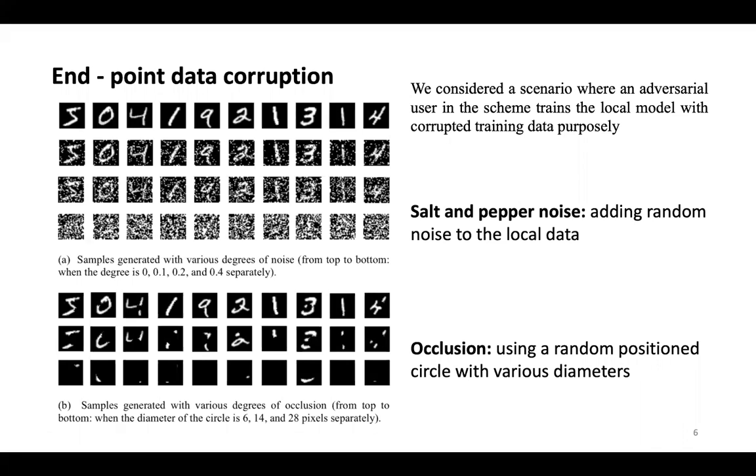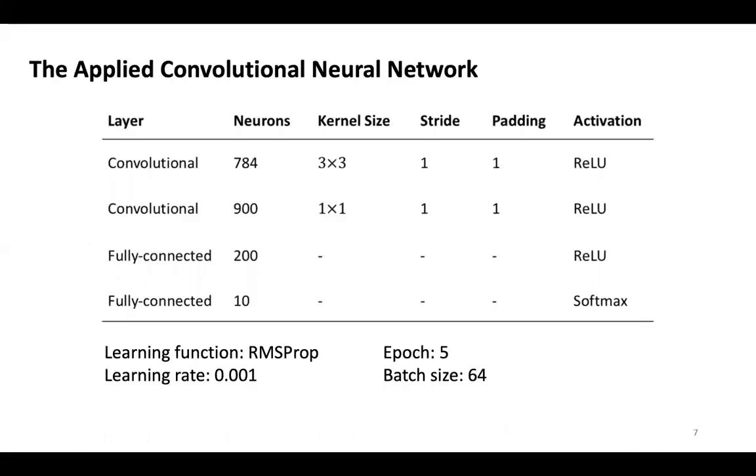Similarly, we also adopted a method called occlusion, using a randomly positioned circle with various diameters. The applied convolutional neural network is a 4-layer convolutional neural network with the following architecture. It consists of 2 convolution layers and 2 fully connected layers. The other hyperparameters we used are shown below. We conducted federated learning for a total of 20 rounds of training using this model with the different degrees of noise and occlusion respectively.